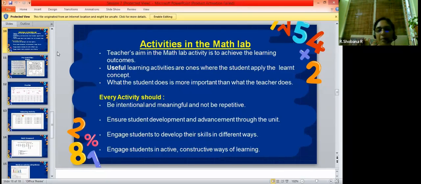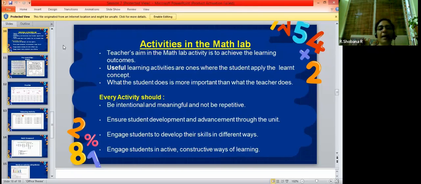Activities in the math lab. It is not like a playground where we go and give any sort of activity. It must include a lot of planning because all the children are going to be in groups and already they will be excited and a lot of commotion will be there. So there must be a lot of clarity for the teachers on what activity is going to be done in the math lab in that particular session.